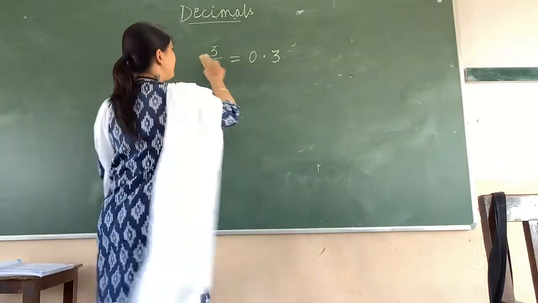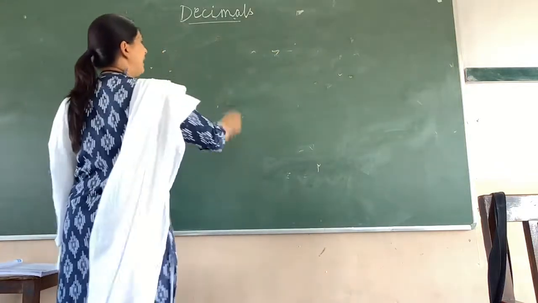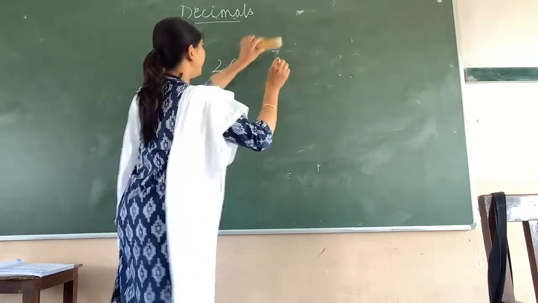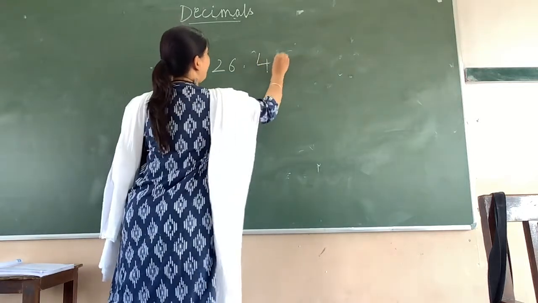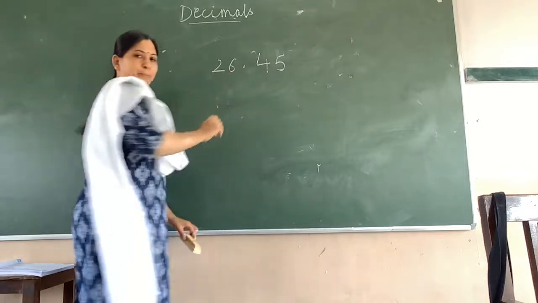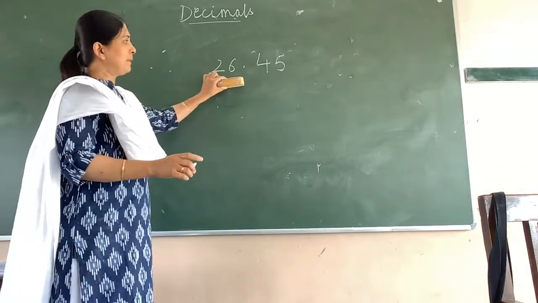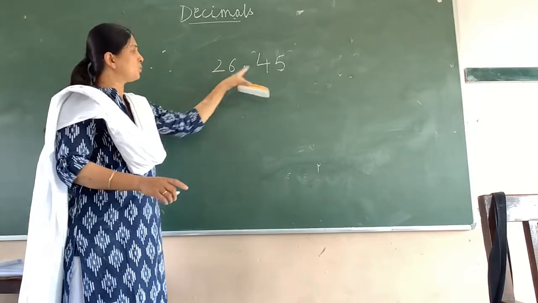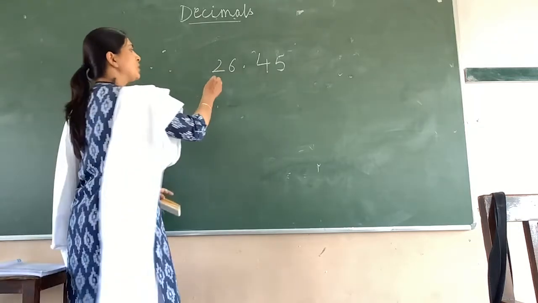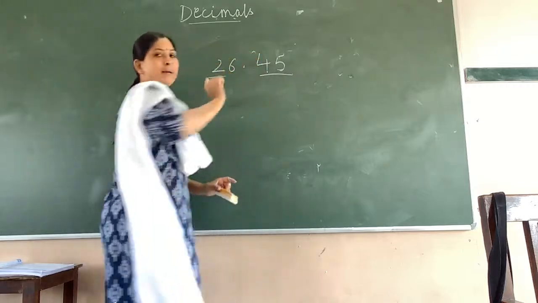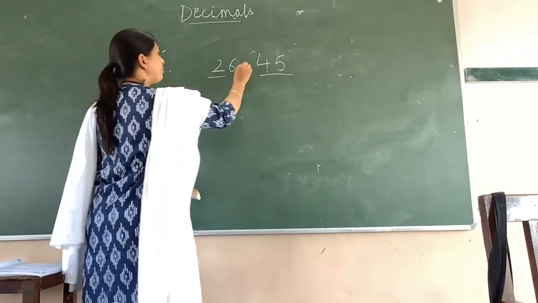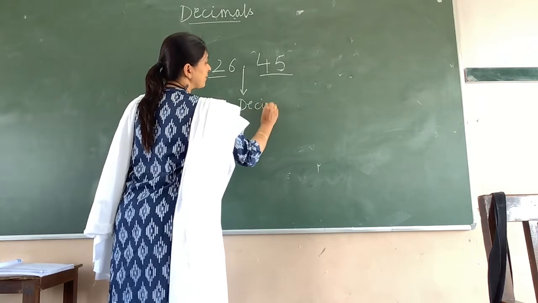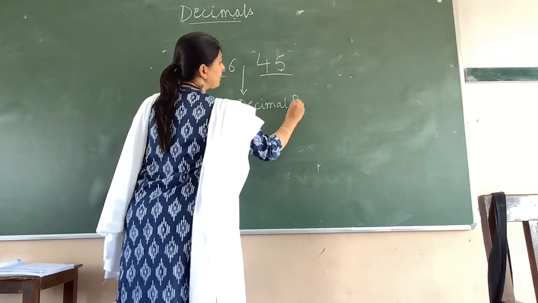Now children, I'll explain another thing. Suppose I have a number, let me write 26.45. This number has a decimal point, a point in between the two numbers. So a decimal number has two parts. This point that we put between the numbers is called the decimal point.